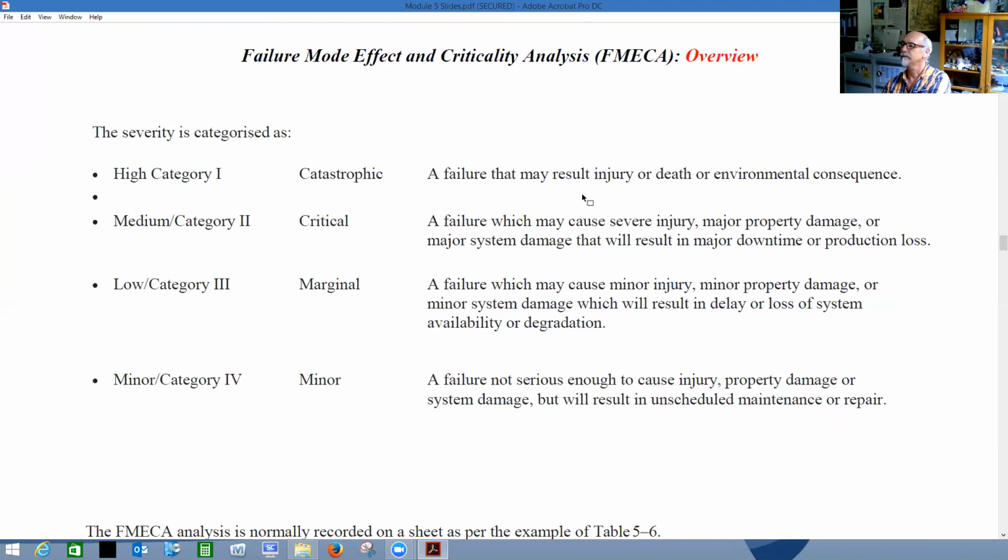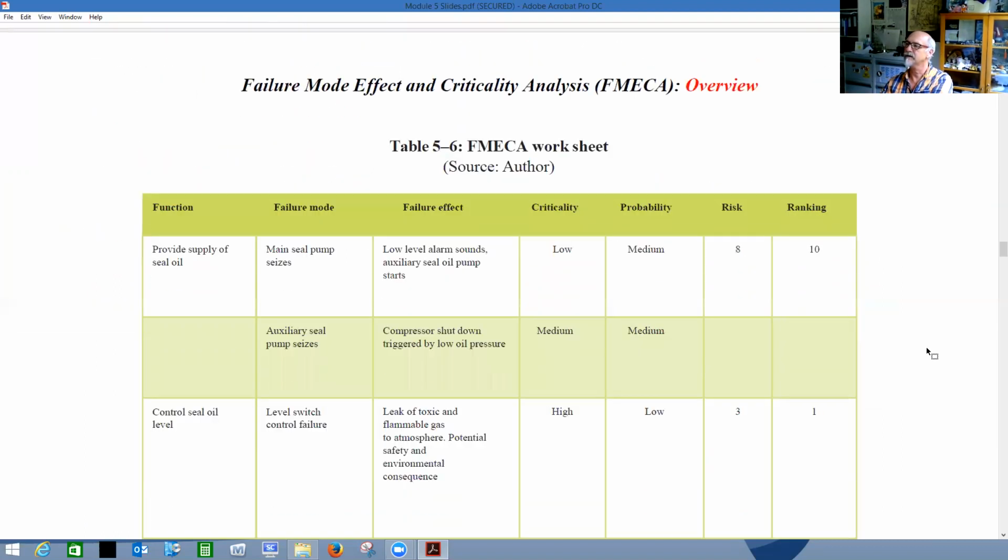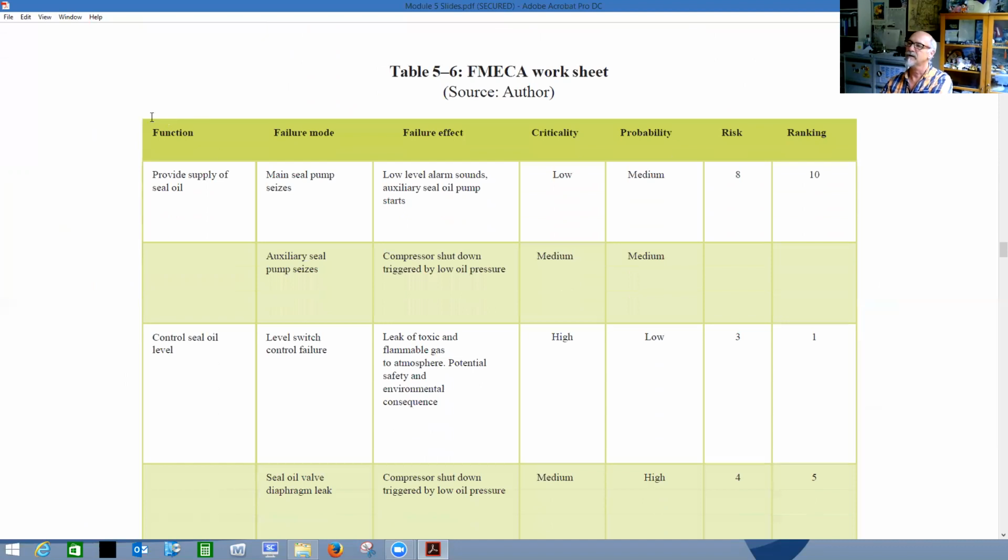All right, so the FMECA analysis is normally recorded on a sheet, as per this example. So you can look at this worksheet. You have functionality, the failure mode, the failure effect, the criticality, the probability of that occurring, what's our risk, and then obviously the prioritization comes out of that. Provide supply of seal oil, then the failure mode is that the main seal pump seizes. The failure effect is that the low level alarm sounds, auxiliary seal oil pump starts. Criticality of that is low, probability is medium, so again, what's my risk?